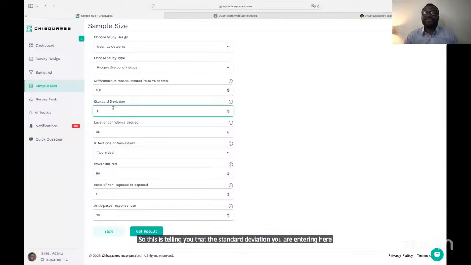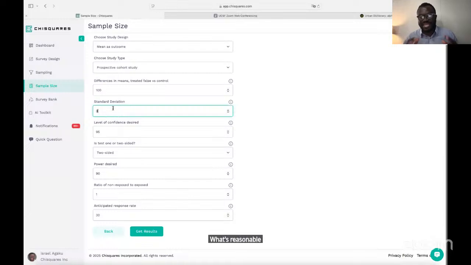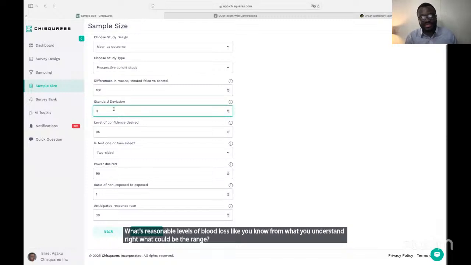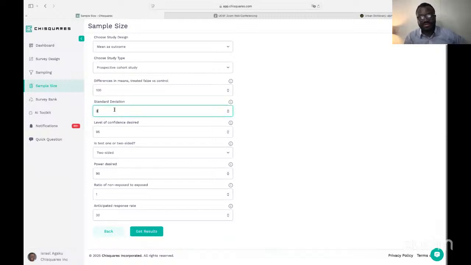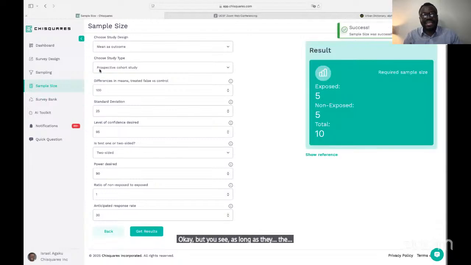Okay. Now you have to make sense of this. In general, what would you consider as the range of blood loss? What are reasonable levels of blood loss, from what you understand? What could be the range? It could range from 100 to 200, let me just put it that way. Okay, but you see, the standard deviation would have a clear impact.